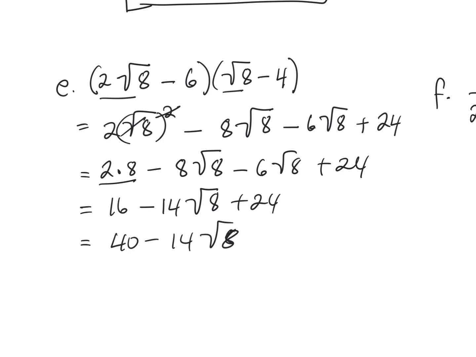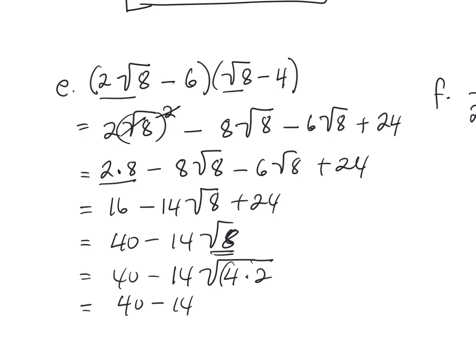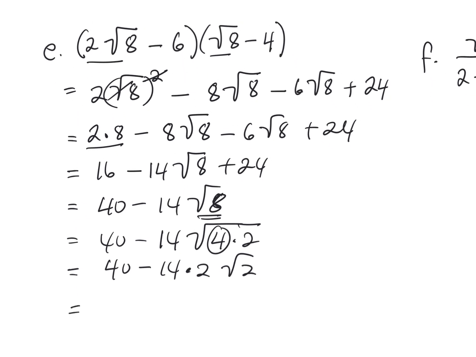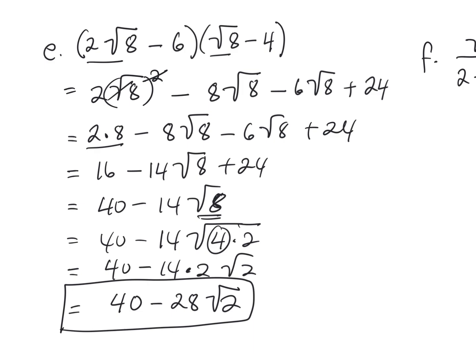Now, we're not done yet because we still have to simplify this one. 8 can be represented as 4 times 2. So that's 40 minus 14, and the square root of 4 is 2, which is multiplied by 2 and then root 2. So the final answer here is 40 minus 28 root 2. This is your final answer.